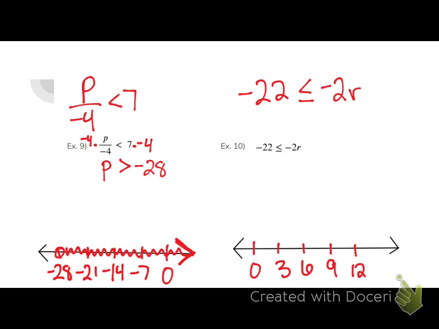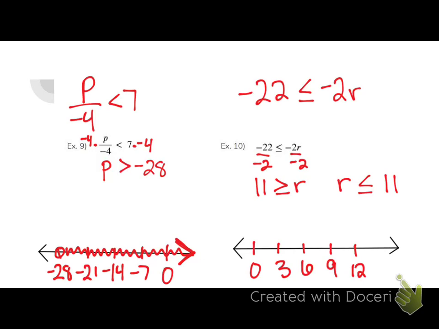On number 10, how are we going to get r alone? Good. We divide both sides by a negative. That means we are going to switch the inequality symbol around. But are we ready to graph yet? No. Now we have to flip the whole thing. So the r is going to move, the 11 moves, and the symbol now flips back over again.